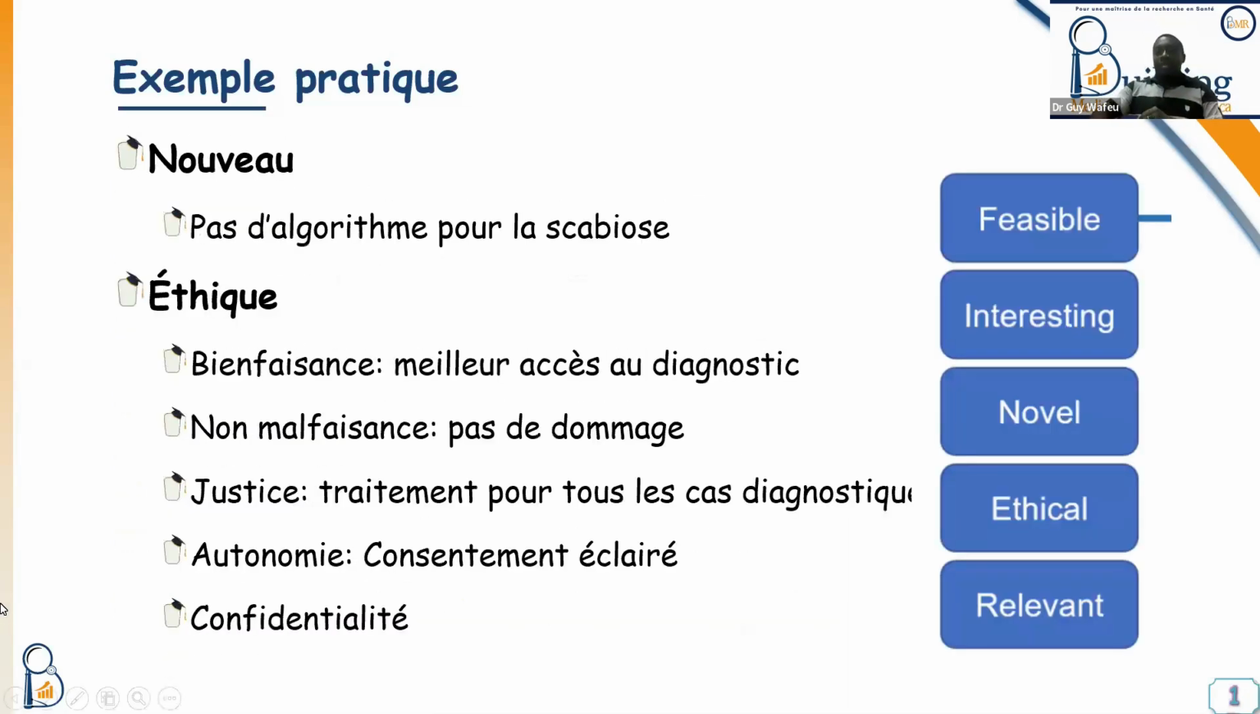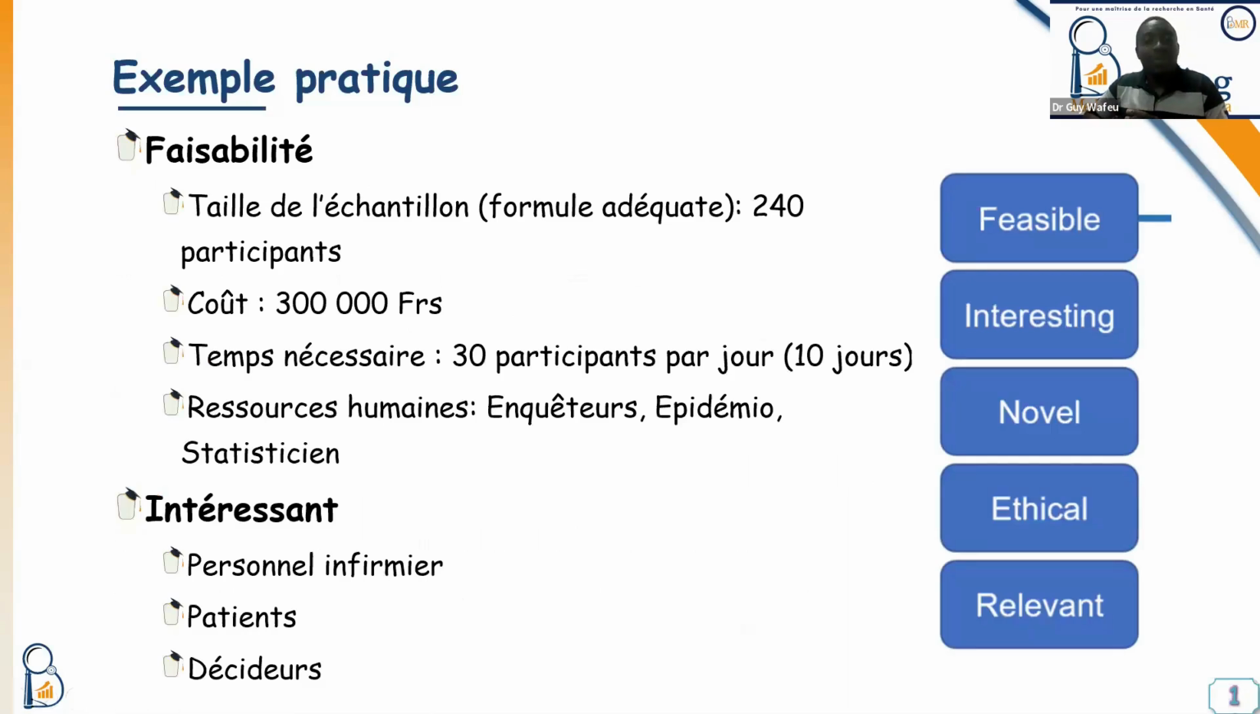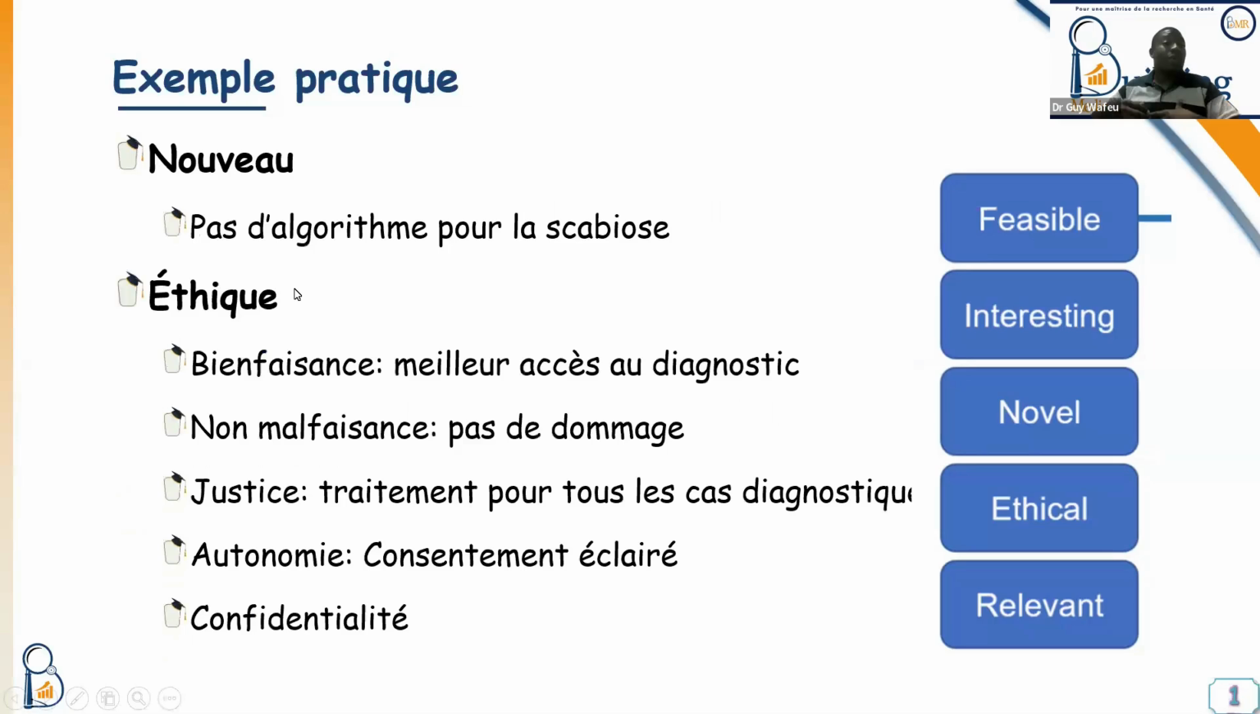Okay, is it feasible or not? We evaluated the sample size, which was 240. It should cost up to 300,000 francs. We need up to 10 days to do it, and the human resources and all of those things. So we were able to make sure that it's something feasible and interesting for the health personnel, for patients, and for decision makers. Also, it was new because there was no previous diagnosis algorithm for scabies, and we were able to make sure that it is in accordance with the different ethical principles that we have to meet. So we had a research problem that can be used to conduct our research.